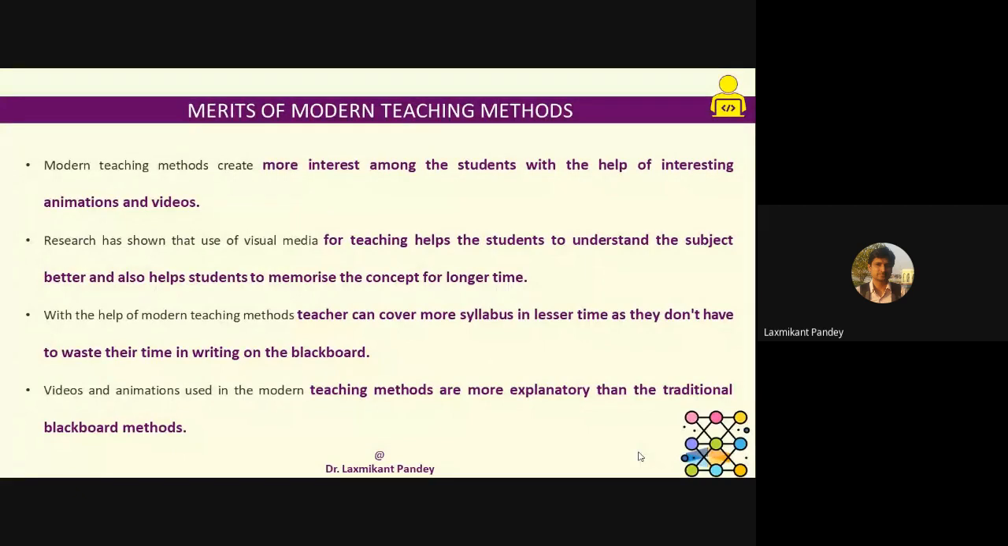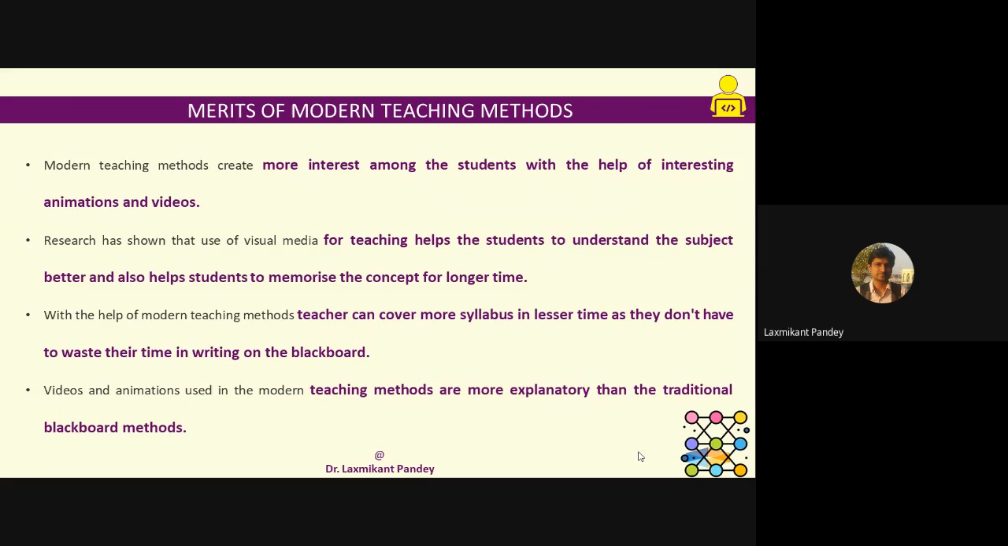Research has also shown that use of visual media for teaching helps students understand the subject better, and also helps students memorize the concept for a longer time. As I mentioned in the learning pyramid, if you use visual and audio media, you can increase the knowledge retention rate, and the same thing can happen here. With the help of modern teaching methods, a teacher can cover more syllabus in lesser time. That is a very important merit of the modern teaching method.